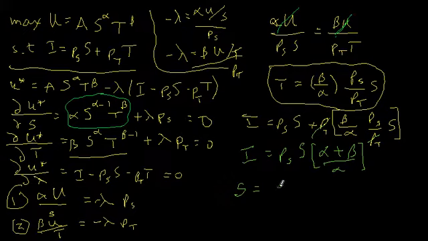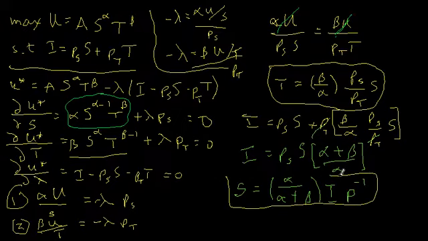So we can see that S, the consumer's demand, is equal to alpha over alpha plus beta times income times price to the minus 1. This is the consumer's demand function for spaghetti. And there's a similar demand function for tacos that we'll let you find on your own. This is the price of spaghetti here.